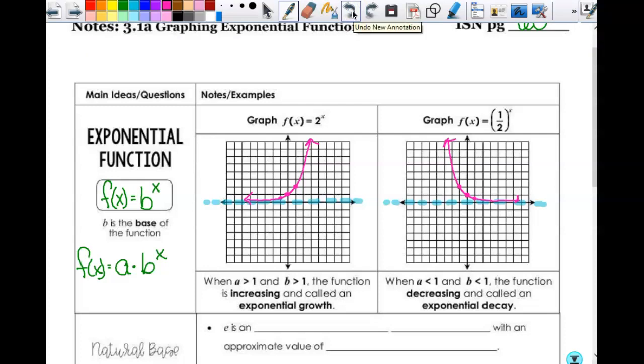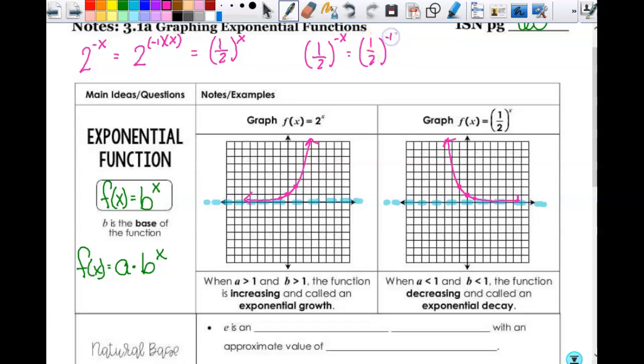If I want to take 2 to the negative x power, is what I was trying to get out of my brain here, then that is the same as 2 to the negative 1 times x power, right? What's 2 to the negative 1 power? 1/2. So this is 1/2 to the x power, right? That's where that's coming from. And then the same thing can be said when I go the other way. If I do 1/2 to the negative x power, then that's the same as 1/2 to the negative 1 times x power. So 1/2 to the negative 1 power is 2, and I get 2 to the x.